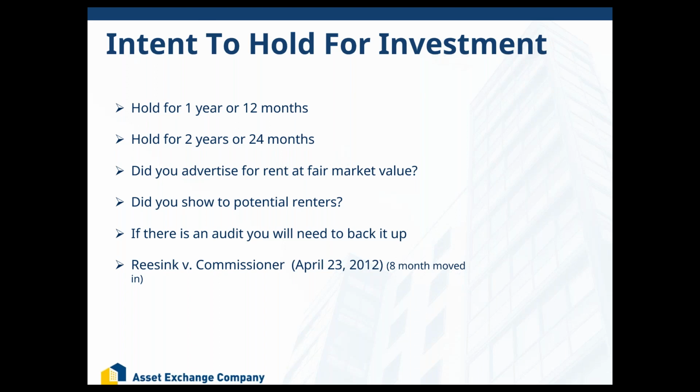Now, I list one particular court case on the slide. It's referred to as Resnick versus the Commissioner. In that particular court case, the circumstances were that you had a husband and wife.